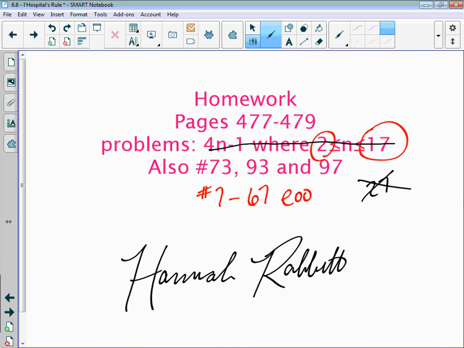So it's 7 to 67, every other odd, and then 73, 93, 97. Don't do 27. That's not one that we know how to do. And that's my signature if you need to forge it for anything, okay? Okay, cool.